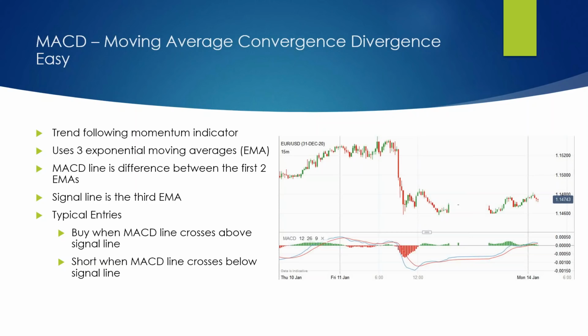It is considered a trend following momentum indicator. It uses 3 exponential moving averages. The MACD line is actually the difference between the first 2 exponential moving averages. Then your signal line is the third EMA. Now, your typical entries on the MACD is you generally will buy when the MACD line crosses above the signal line. You will short when the MACD line crosses below the signal line. Okay? Very, very simple indicator to use.